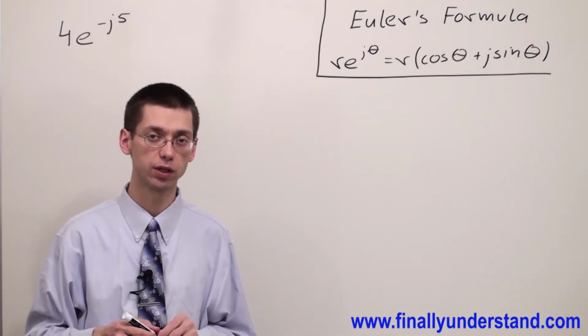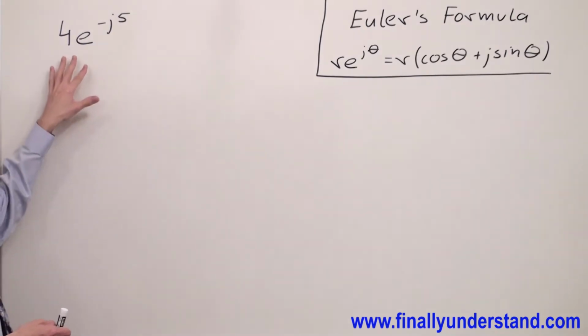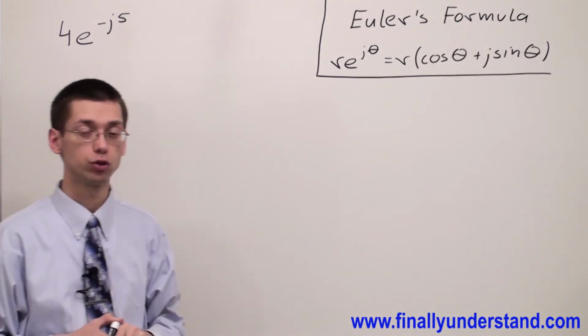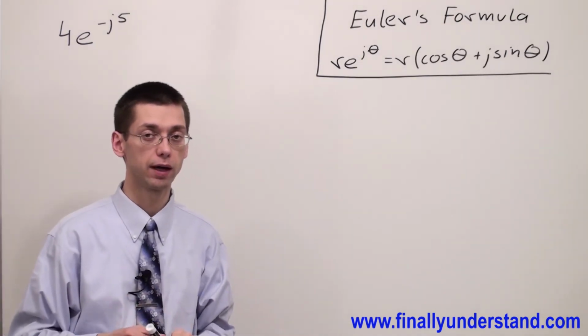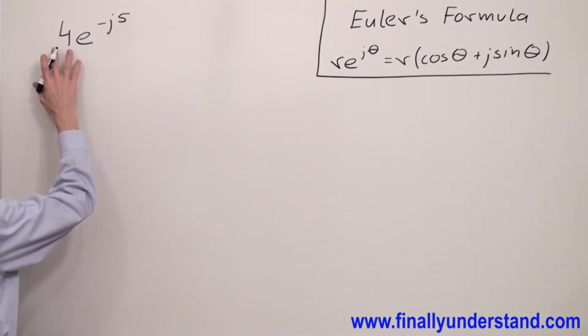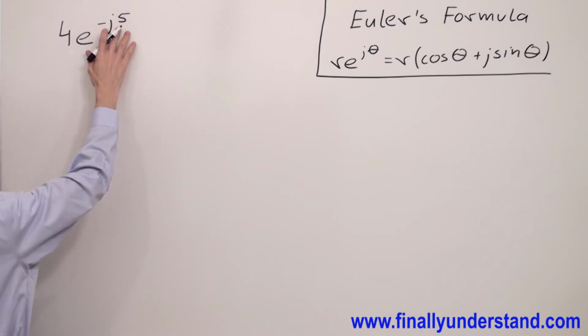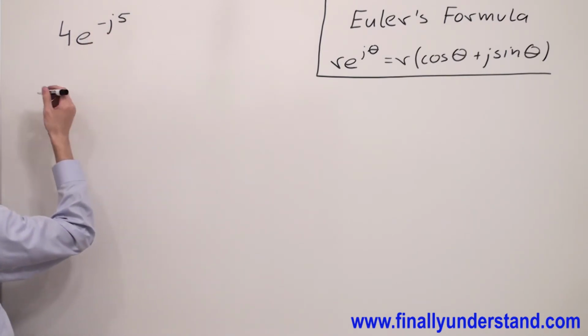Let's take a look at this example. Again, we have the complex number expressed in exponential form, and we're supposed to convert the exponential form to polar form, to trigonometric form, and rectangular form. Because the magnitude is given and the angle is given, we can find the polar form very easily.